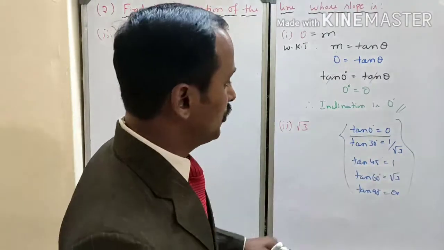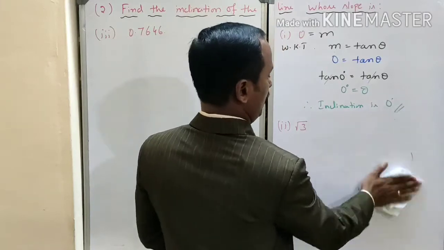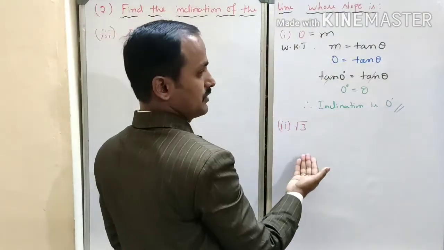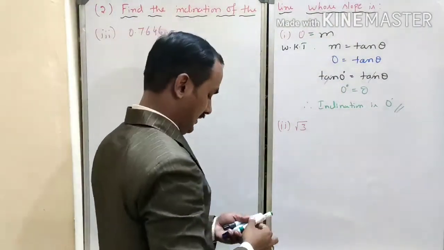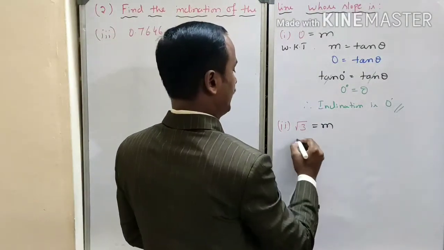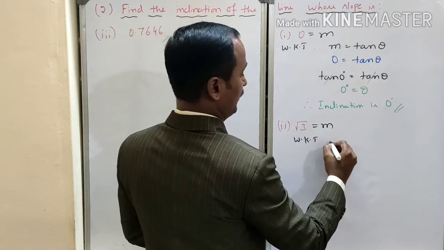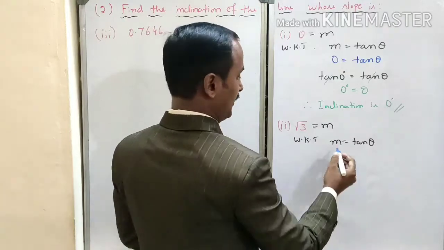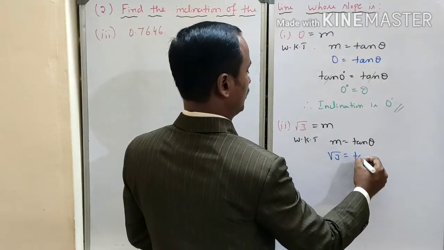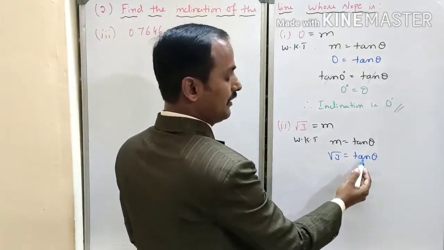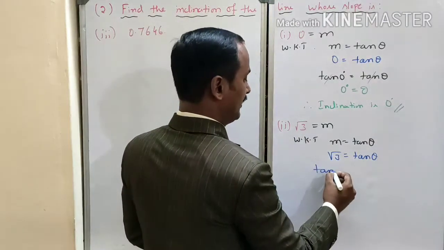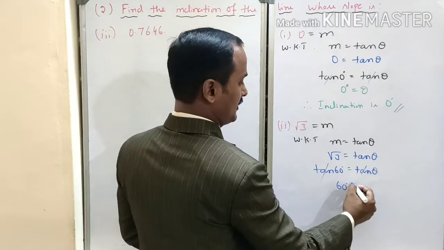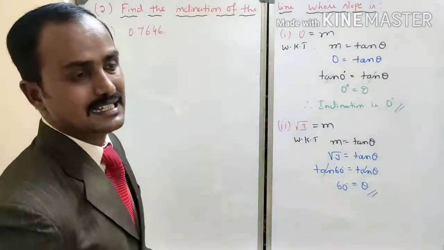Understand. Now I will go to the second problem. Find the inclination of the following slopes. The line's slope is root 3. Same method. This is the m value. We know that m is equal to tan theta. Now I substitute the m value: root 3 is equal to tan theta. In which standard angle will tan give root 3? Tan 60 degree is equal to tan theta. Tan cancel. 60 degree is equal to theta. Means the inclination is 60 degree.